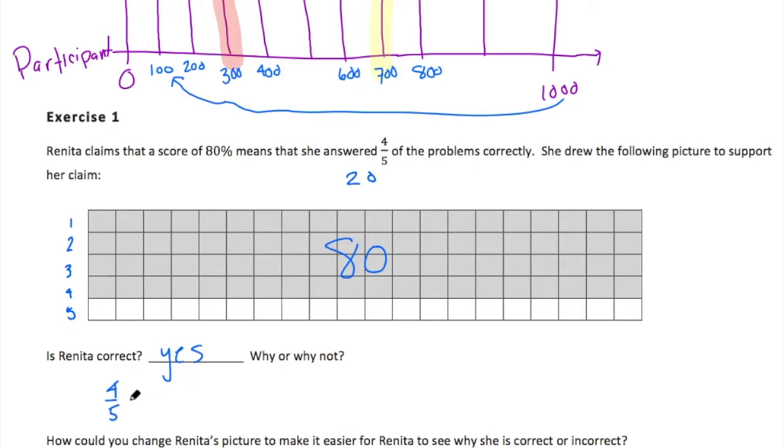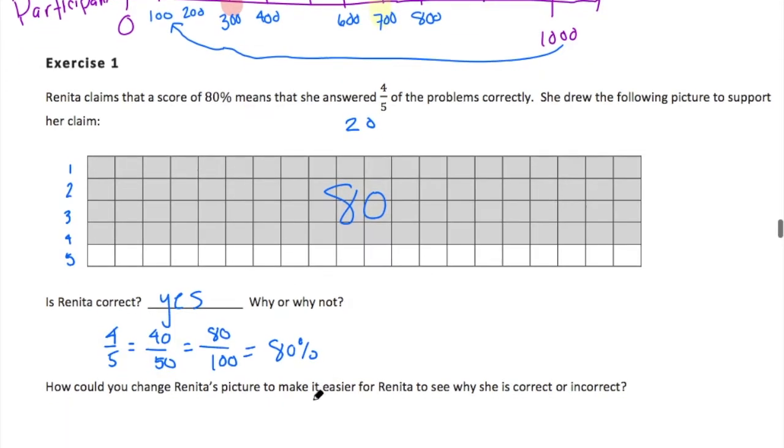So you can do this starting with 4/5 and see how we can make that into 80 out of 100. Well, we can multiply by 10 over 10 and then by 2 over 2. And we see 80 over 100. Yeah, that makes sense. It is 80%.